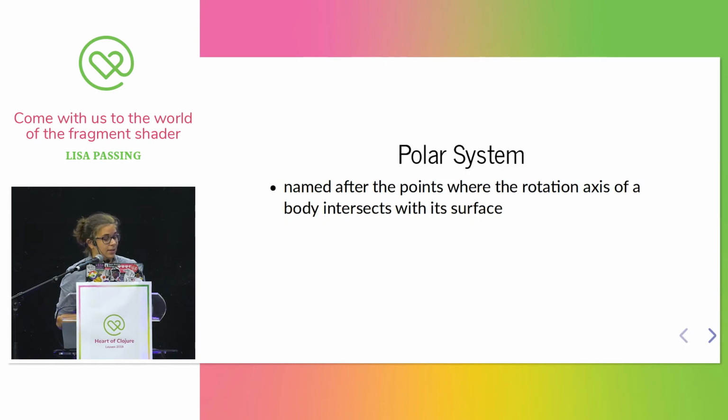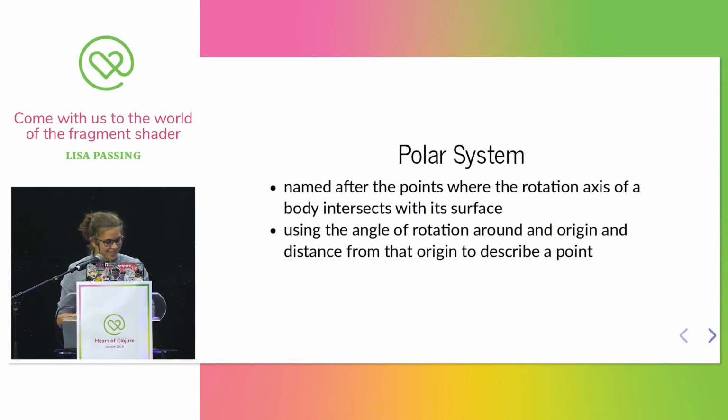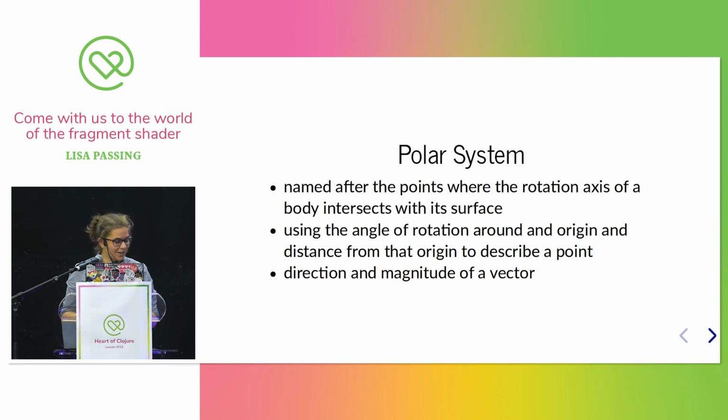The polar system, on the other hand, is named after the points where the rotation axes of a body intersect with its surface, like the North and South Pole. Using the angle of rotation and the origin of the pole, we can describe a point. So we have an origin of our pole, and then we describe a point by the distance to that pole and the rotation angle around it. Usually using radians, but we don't have time to go into radians. This will all make sense in a second, I hope, because how do we get direction and rotation of an angle?